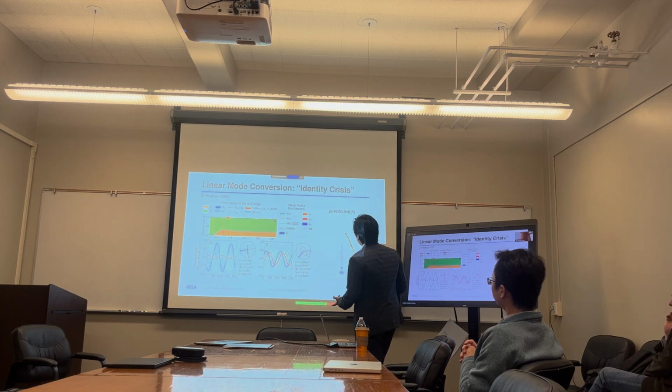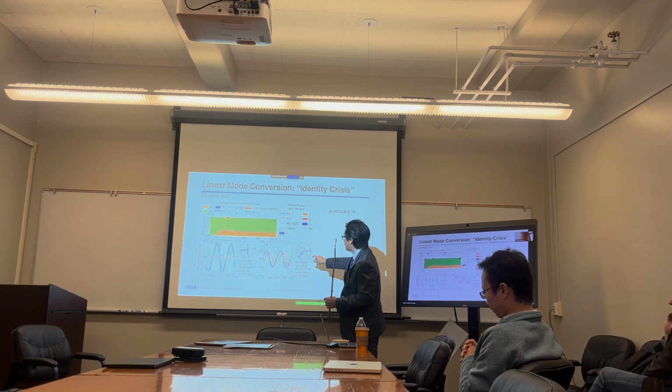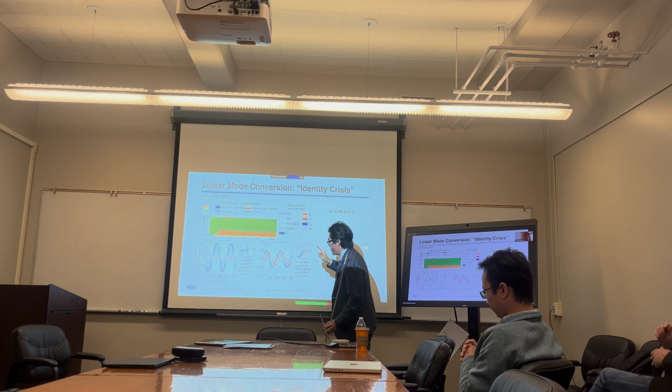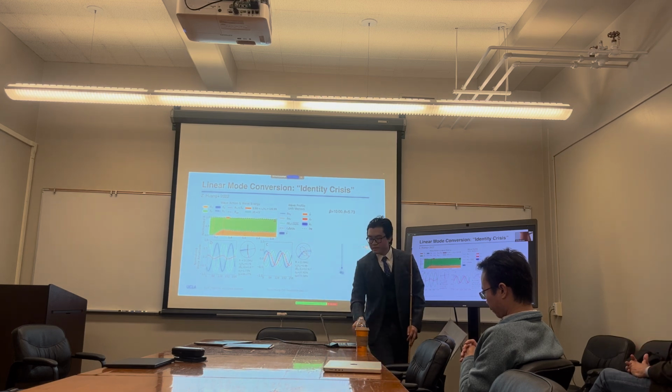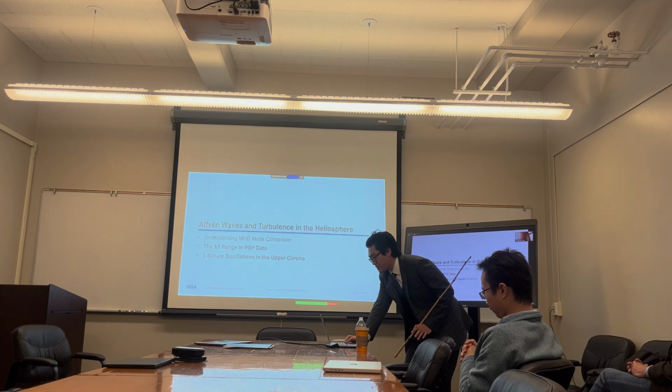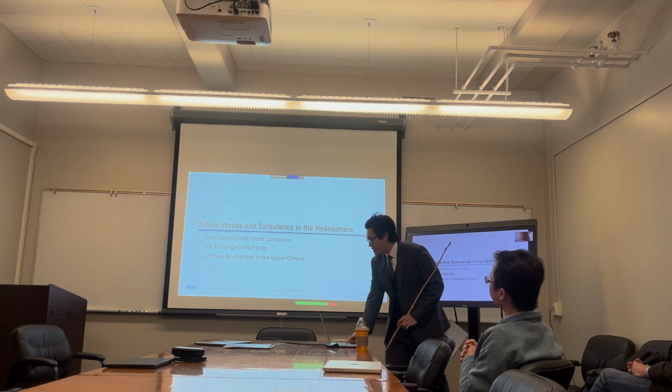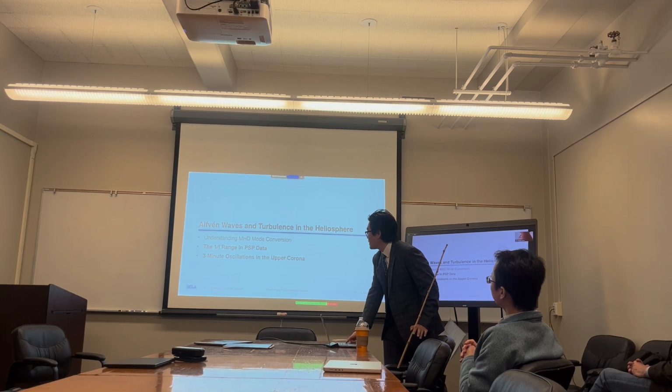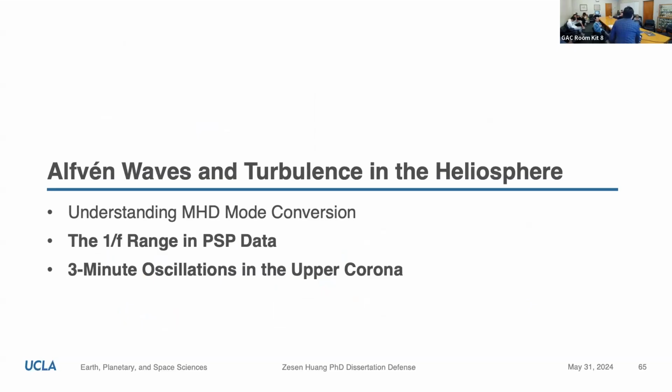So after the sudden change of the polarization, it will have a new perturbation. You have a new projection on each of the eigenmodes. Okay, so this is a linear mode conversion. Finally, let's reach the interesting part of this talk. So the observation of 1 over f in PSP data and 3 minutes oscillation of corona.